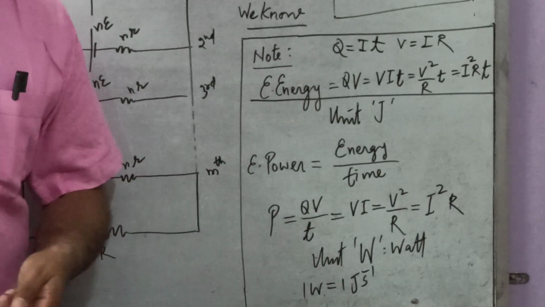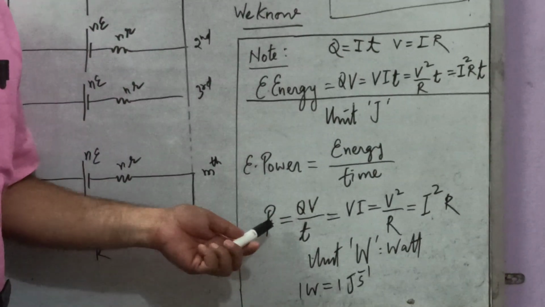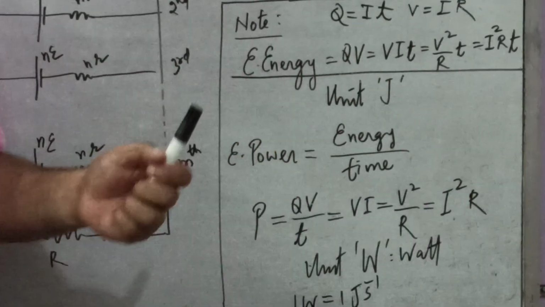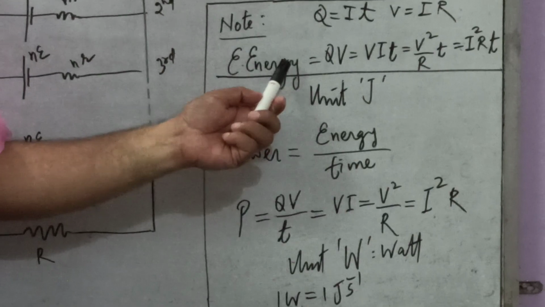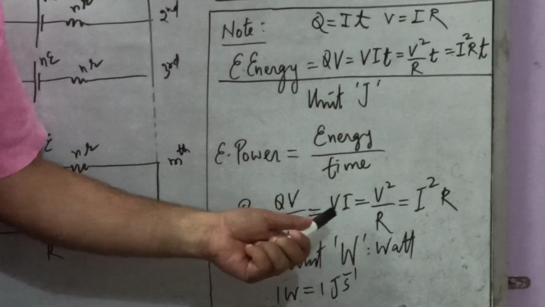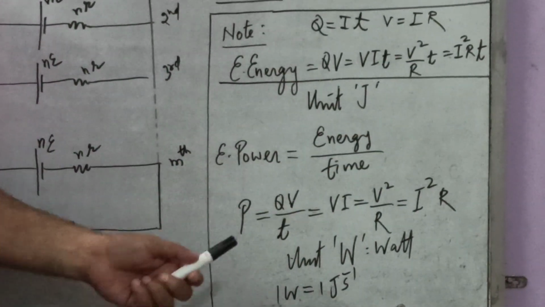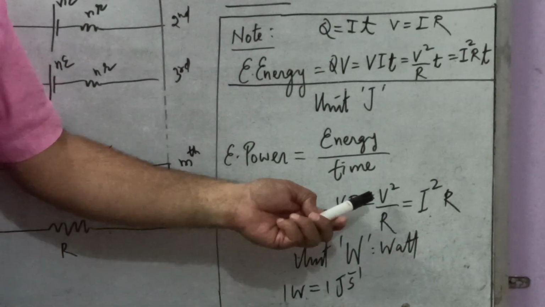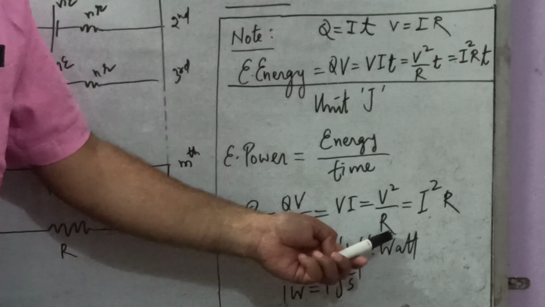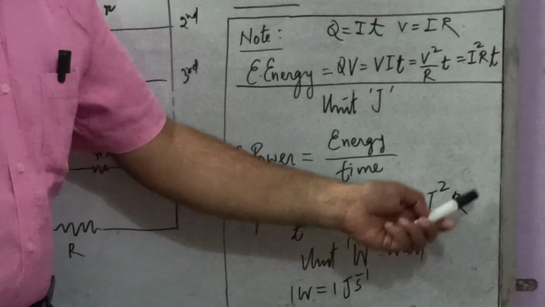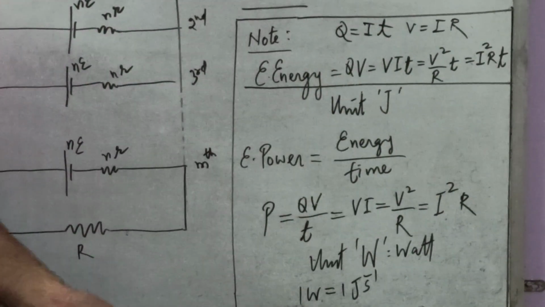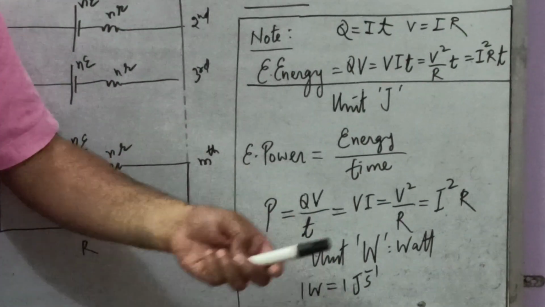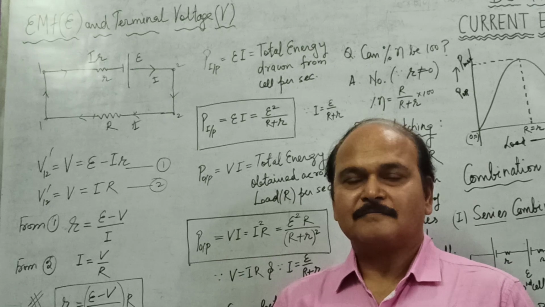The second formula which you already know is the formula of power. Power, that is the energy drawn from the source per second. Well, if we divide these expressions with time T, we get the expressions for power. So first formula of power is QV by T, the other is VI, and third one is V square upon R, and the last formula is I square R. T is removed from all these formulas. Unit of power is watt. 1 watt is equal to 1 joule per second.